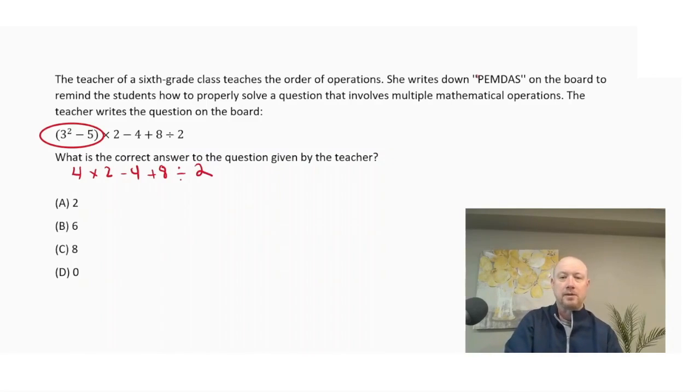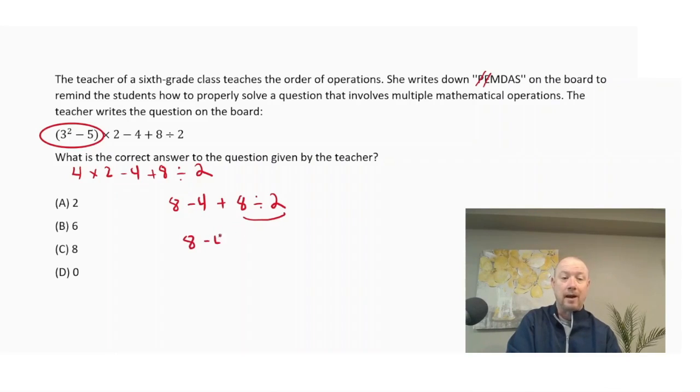Okay, so our parentheses are gone, our exponents are gone, so the next step would be multiplication and division in order from left to right. If we start from the left, we have 4 times 2 is 8, so we would get 8 minus 4 plus 8 divided by 2. Now the multiplication's gone. Again, we start left to right, and we have 8 divided by 2. So we're going to do the division before we do any of the subtraction or addition. Okay, so 8 divided by 2 is 4.